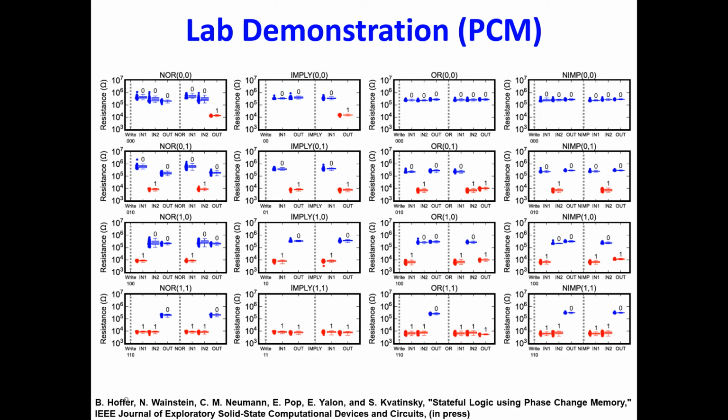So we can basically do it for PCM. We can do it for resistive RAM. We can also do it for MRAM. So these are the basic logic technologies that we're using in order to build the Memristive memory processing unit.